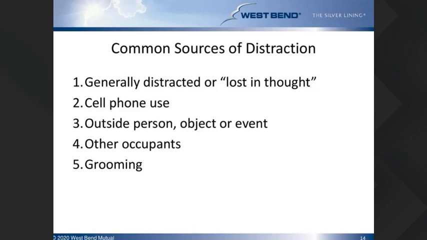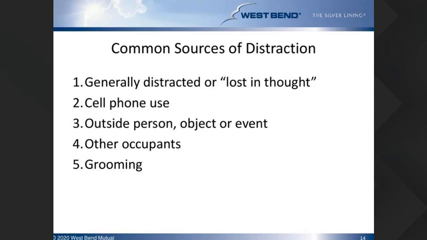Second is actually cell phone use. Many think that would be the first, but it's actually second. Cell phone use is followed by outside persons, objects, or events. We see this a lot, especially in metropolitan areas where you have those giant LED billboards that are changing consistently as we're driving. That can pull our attention and make us miss stopped cars in front of us. Fourth is other occupants, so having that active conversation with other occupants in the vehicle.